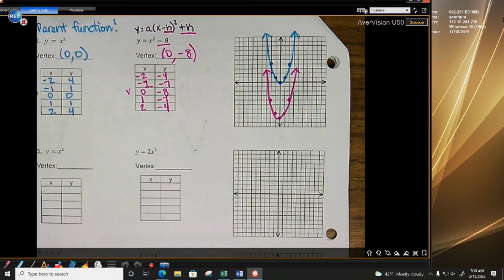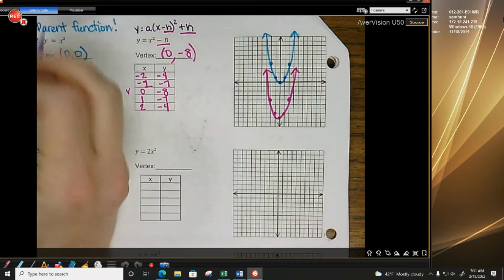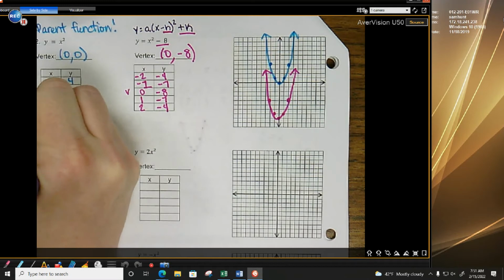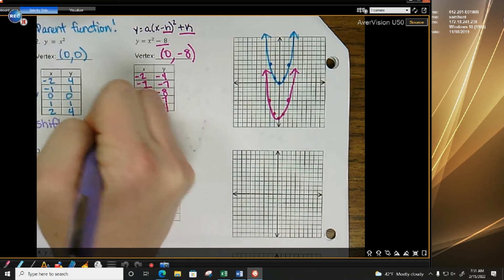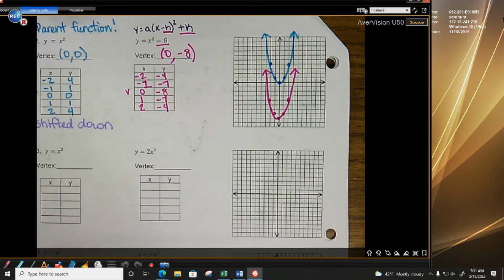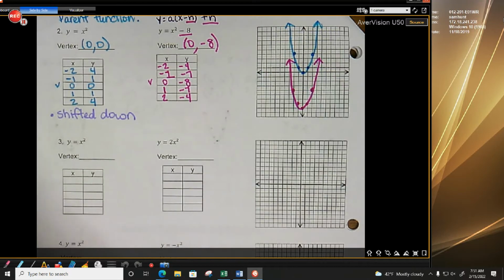Okay, what do we notice is the difference between my parent function, the blue one, and my red one? And we're not going to use "went down." What's the same word we used on the last problem? Shift. Okay, so this shifted down how much? But down means negative, so don't say negative. So just shift down 8.